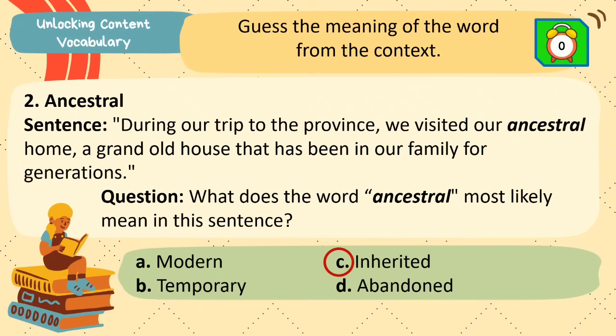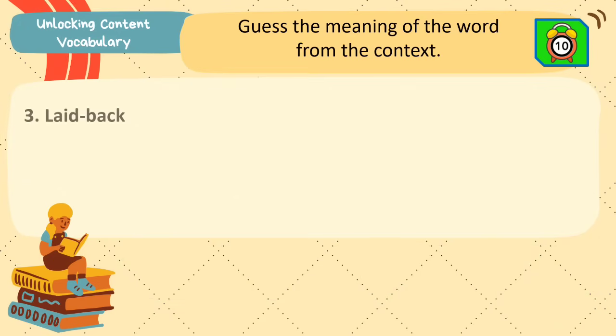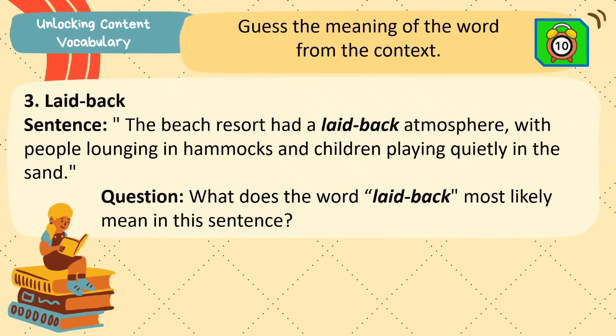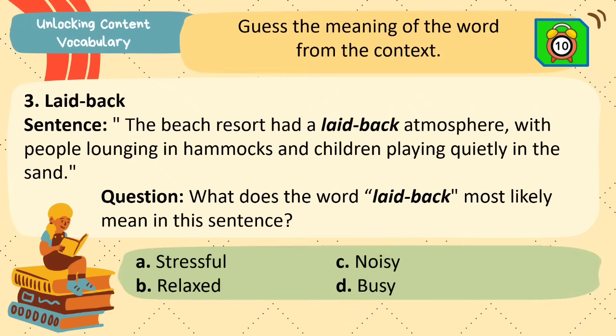Ancestral also means inherited. Number 3, laid back. The beach resort had a laid-back atmosphere with people lounging in hammocks and children playing quietly in the sand. Question: what does the word laid back most likely mean in this sentence? The correct answer is relaxed. Laid back also means relaxed.